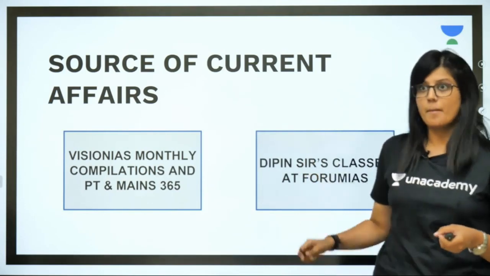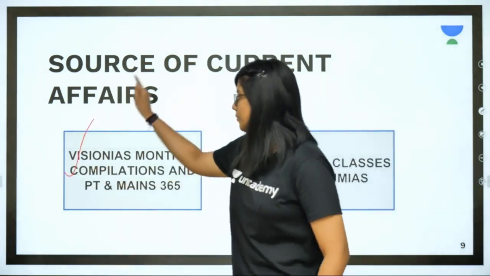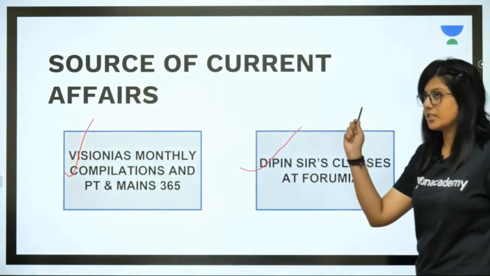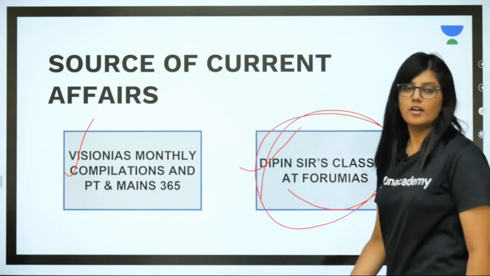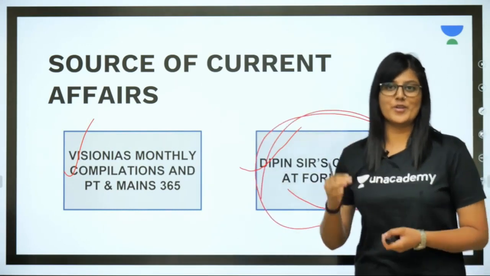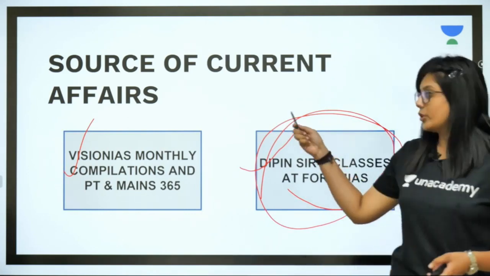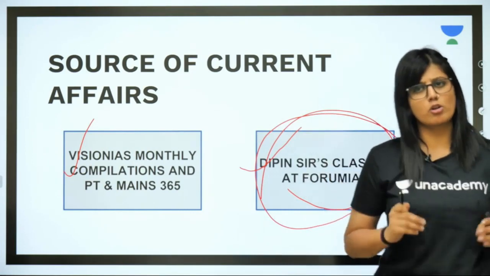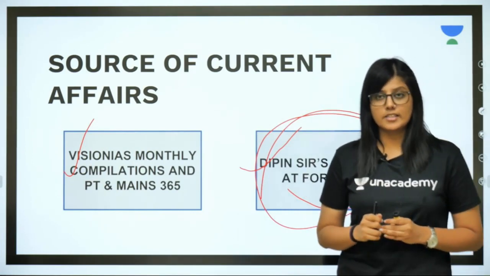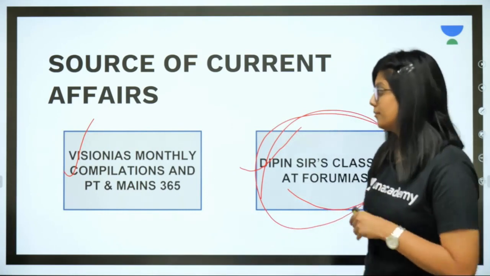But as far as my current affairs sources are concerned, the first is Vision IAS monthly compilations, the second is Dipin Sir's class at Forum IAS that I took. This was core of my strategy because Sir's way of developing and approaching current affairs is phenomenal. Whereas Vision monthly compilations give you a dimension, a framework of what all topics were important in this month, and that again becomes very important for prelims and mains both.